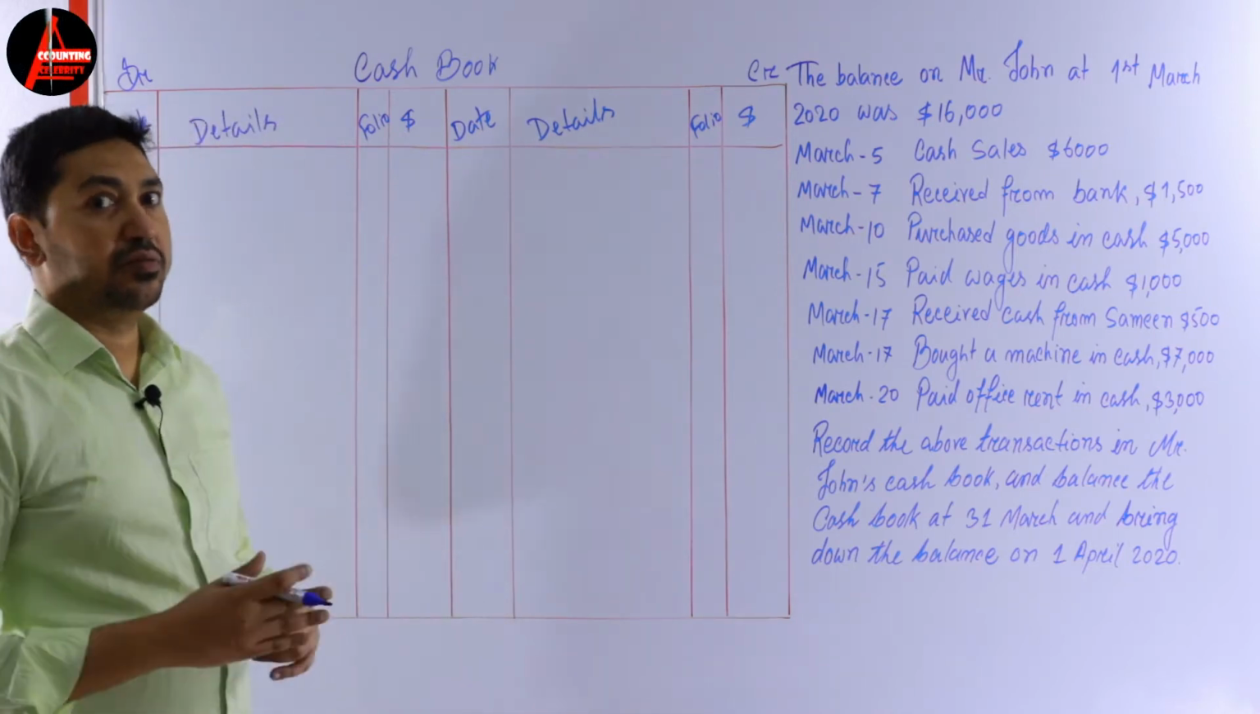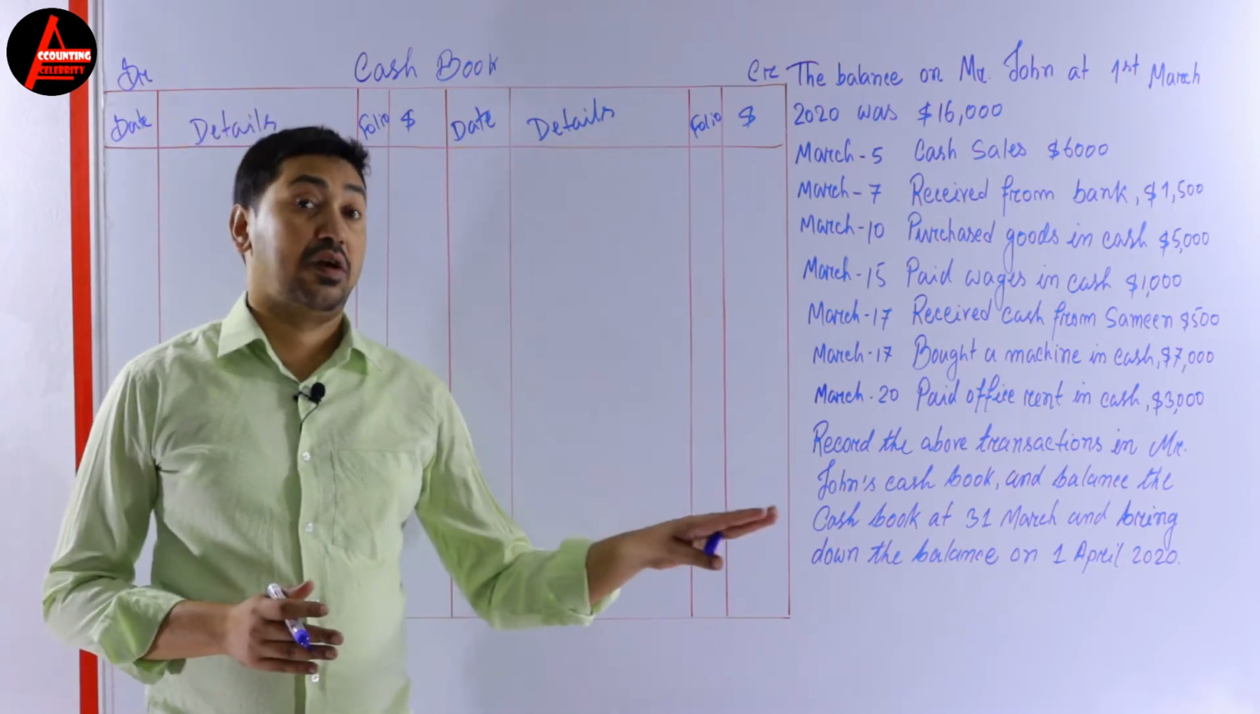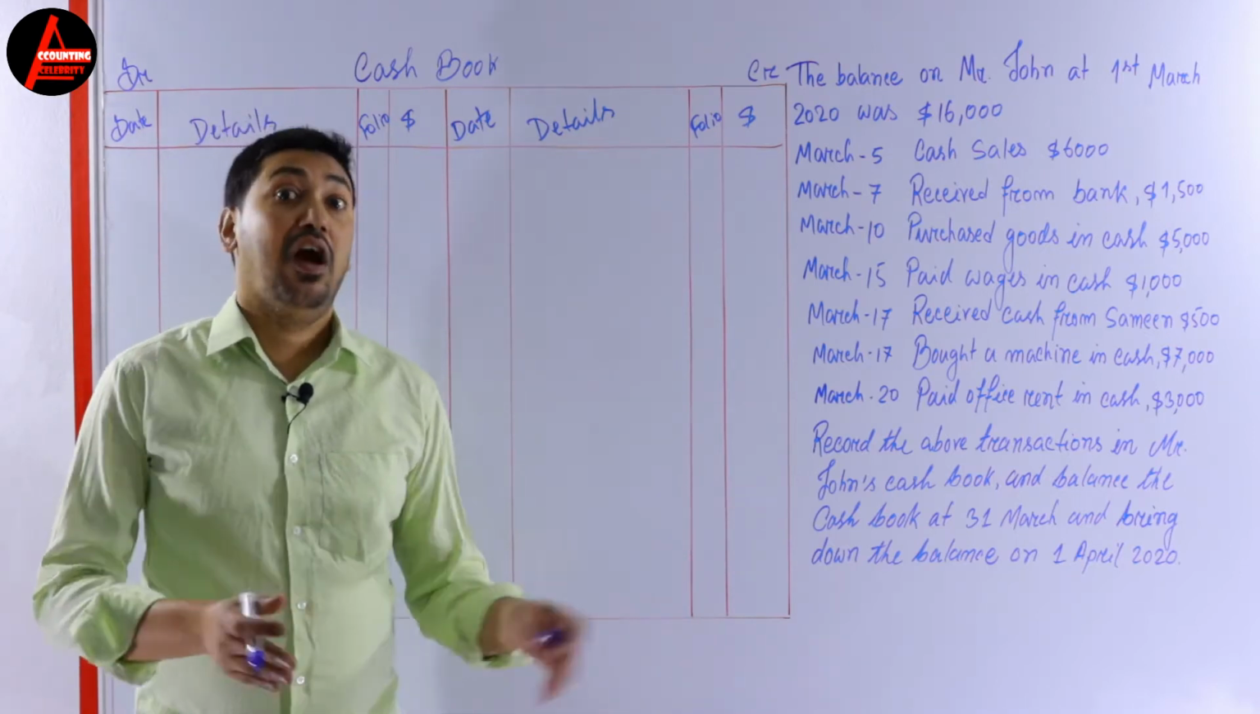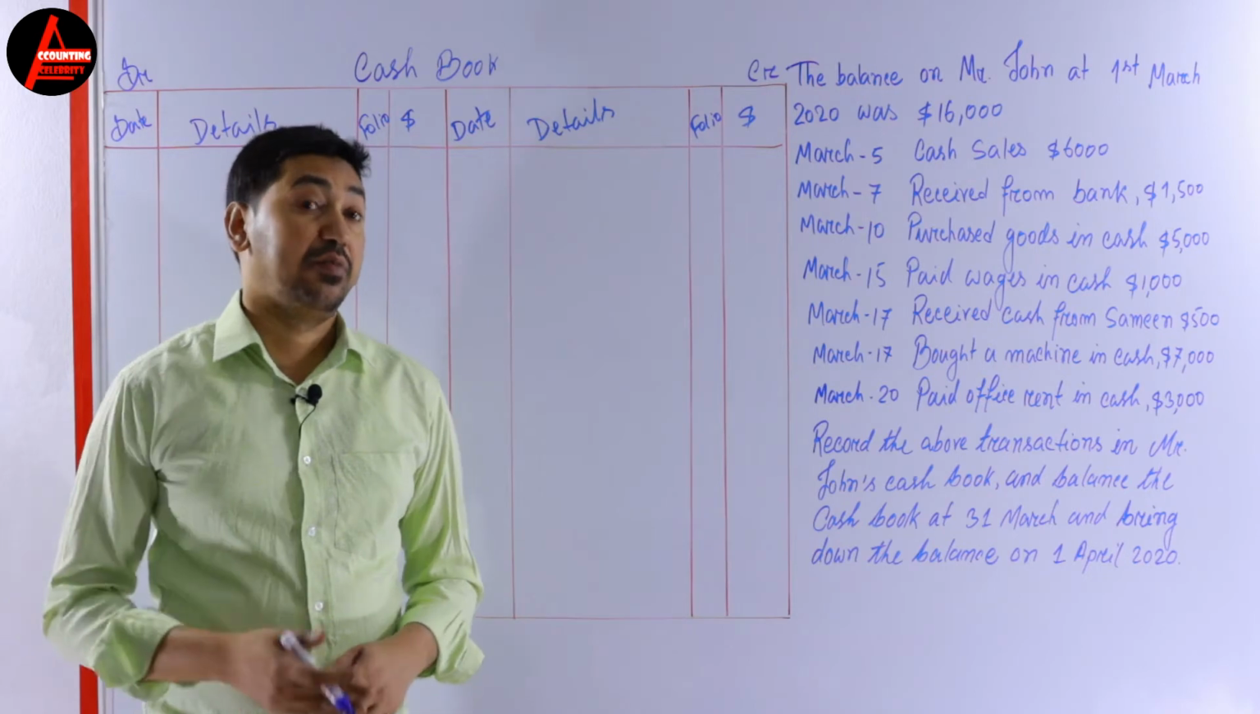So there are 2 more types of cash book, double column cash book and 3 column cash book. I will show you these cash books later in my next videos.